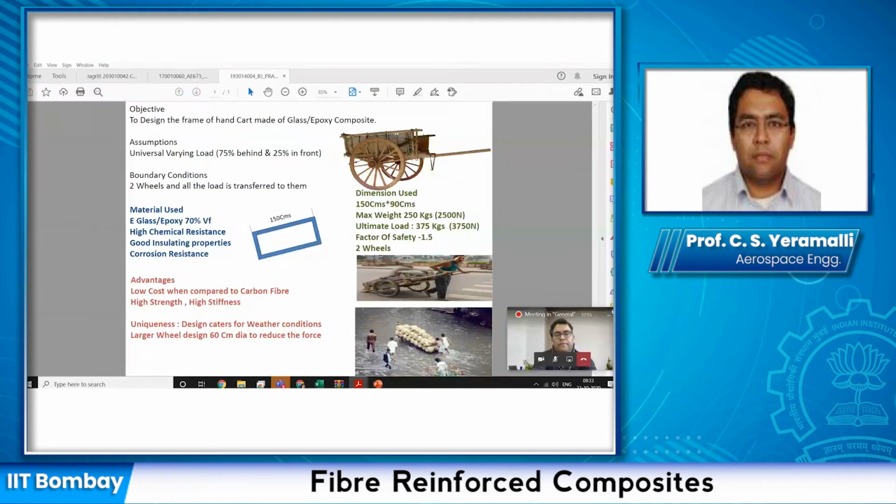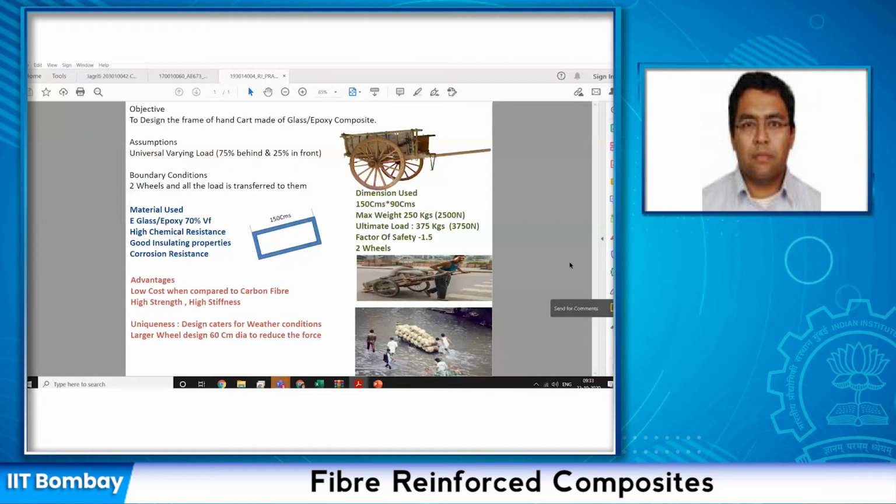So my objective was to replace the frame which is available in the market, near the seashores that you were saying. What is happening is that a common man who's around 80 kgs tries to pull around 250 kgs. So my intention is to change the entire frame. The assumption is that the load will be universally varying, 75% load and 25% front.